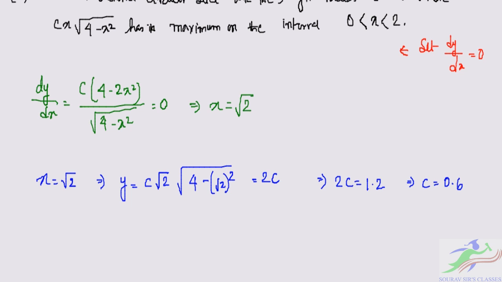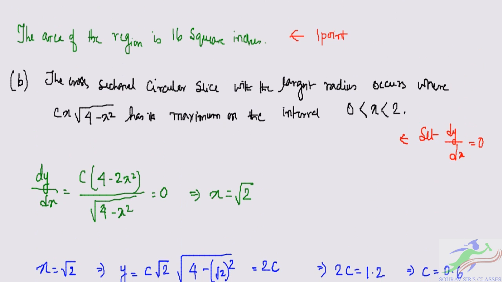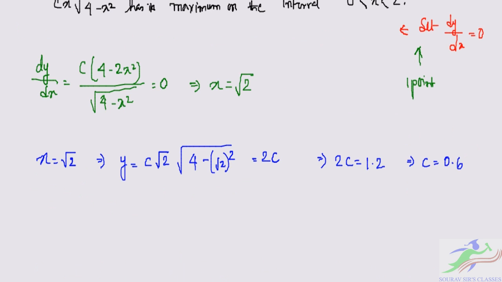So here we have solved the two parts. You can see first we have set dy dx equal to 0. So this goes for 1 point, and we have found the value of c. So that's for 1 point.